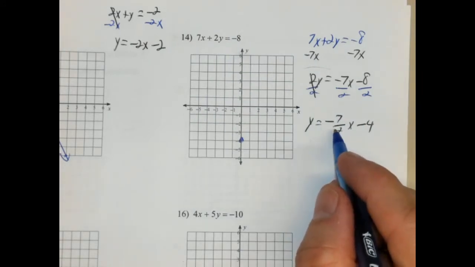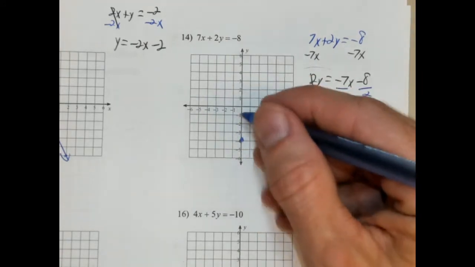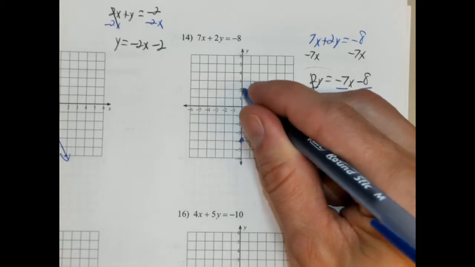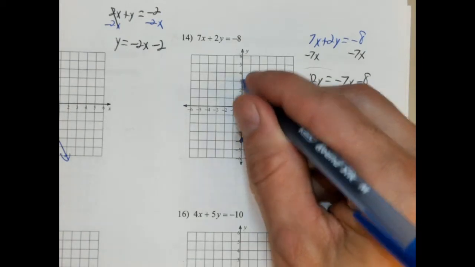Our rate of change is negative 7 over 2. So I can't go down 7, so I'm going to go up 7, then left 2. So 1, 2, 3, 4, 5, 6, 7, then left 2. So right there.